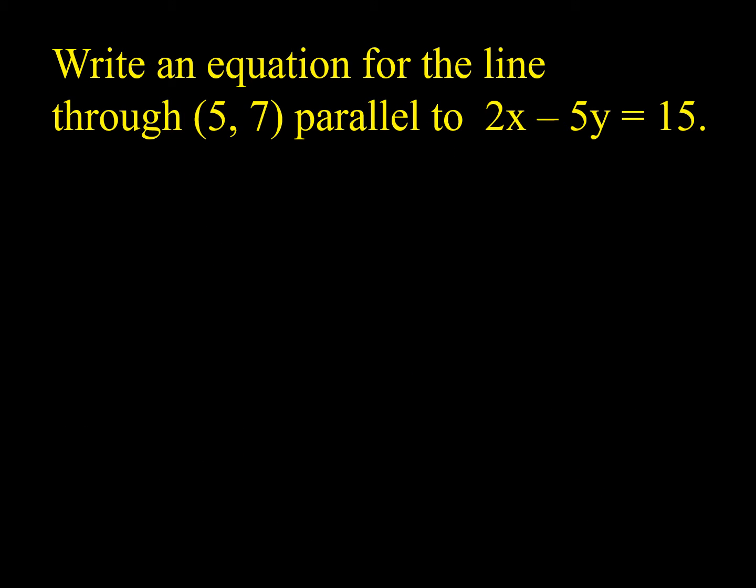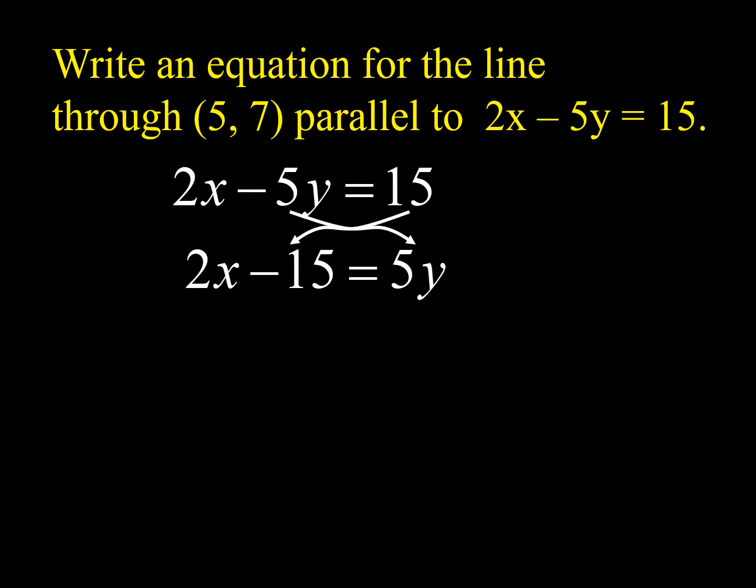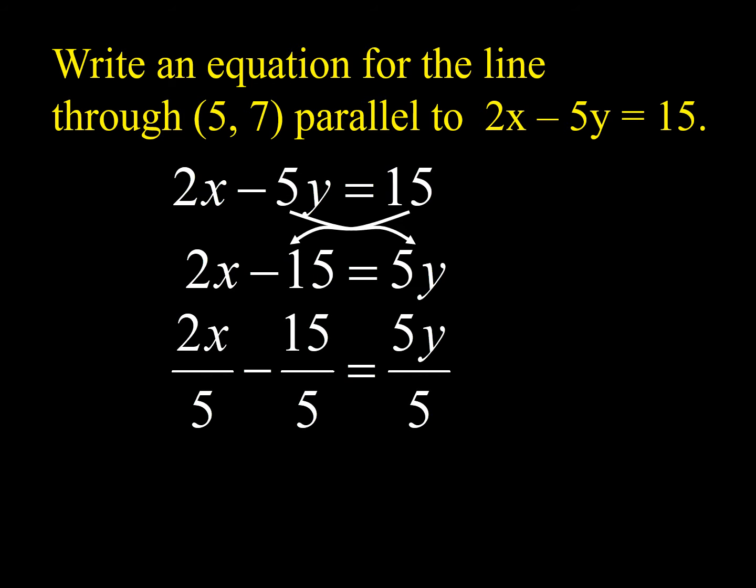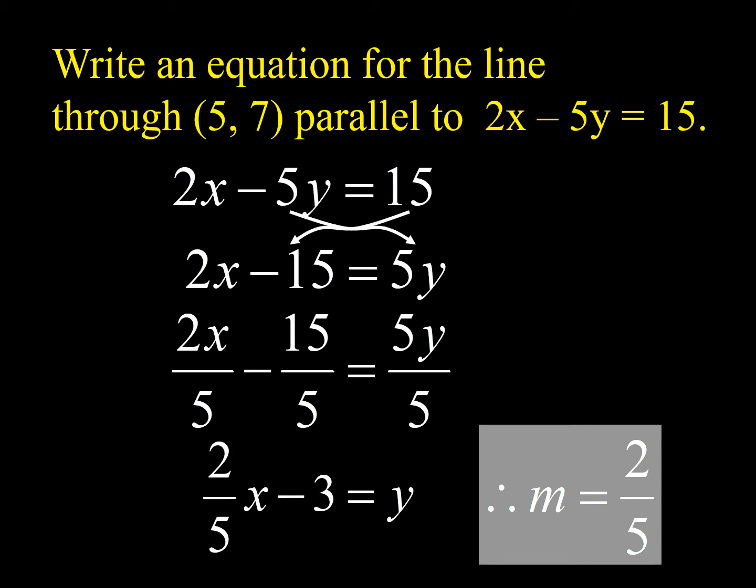Now let us write an equation for the line through 5, 7 parallel to 2x minus 5y is equal to 15. The first thing we need to do here is to determine the slope of 2x minus 5y is equal to 15, wherein we are going to solve for y. So interchanging, we have 2x minus 15 is equal to 5y. Then dividing both sides by 5 because the numerical coefficient of y is 5. Then cancel, cancel. So simplifying further, we get y is equal to 2 over 5 x minus 3. So in here, the slope is equal to 2 over 5.